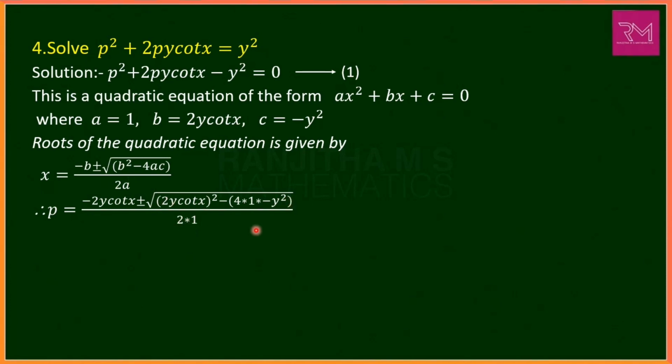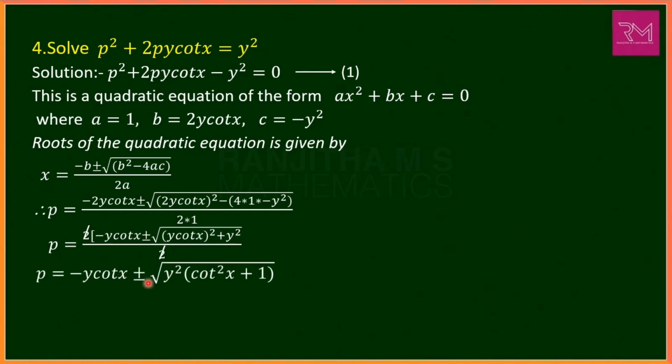Write the values carefully. Next step, inside the square root we have 2y cot x whole square, so 2 square is 4. Here also we have 4. If we take 4 outside the bracket, square root of 4 is 2. Here also 2 value, so we can take 2 common, and hence we can cancel this 2 term and this 2 term. We get p is equal to 2 into the remaining, minus y cot x plus or minus square root of y cot x whole square, here we have minus into minus plus y square. Next step, we can cancel this 2 term.